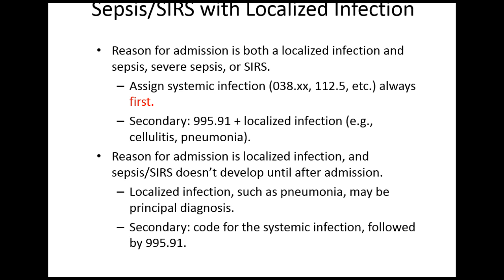Sepsis or severe sepsis may be present on admission, but the diagnosis may not be confirmed until sometime after admission. If the documentation is not clear whether sepsis or severe sepsis was present on admission, you should query your physician or provider. Either the term sepsis or SIRS must be documented to assign a code from subcategory 995.9. It is important to remember that a code from category 995.9 can never be assigned as a principal diagnosis.